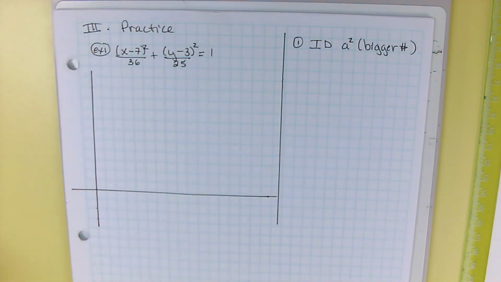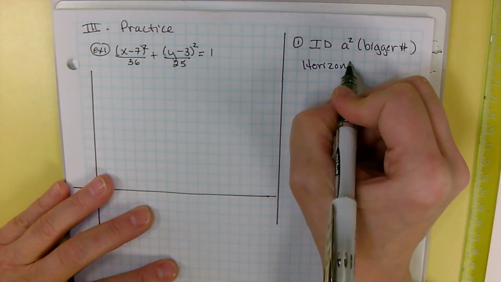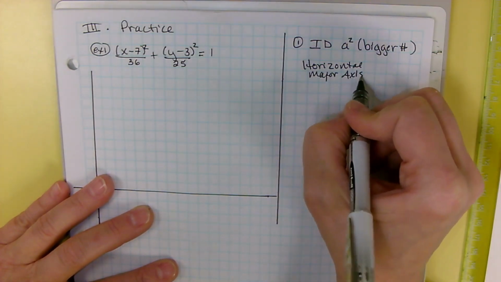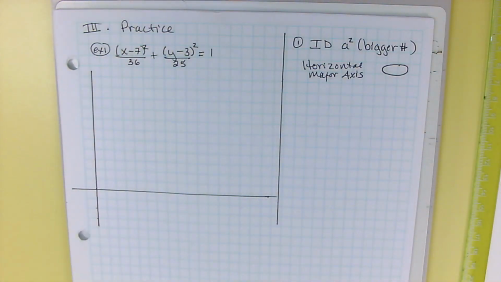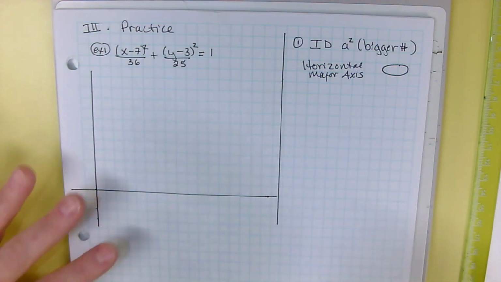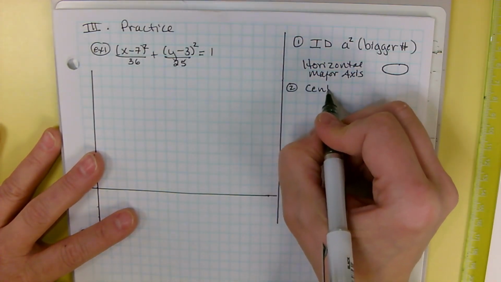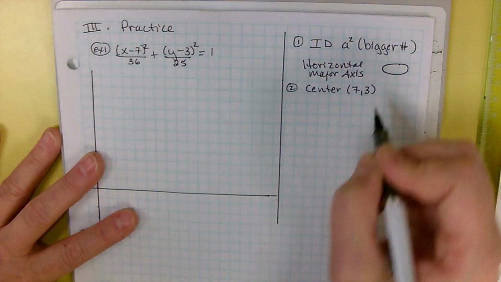36 is under the x, which means we have a horizontal major axis. Now, visually, this means that it's going to be laying on its longer side. So the bigger A tells you which way you're going to be counting, which is left and right. Okay, number 2. You need to find the center, just like you did for circles, which will be +7, +3.